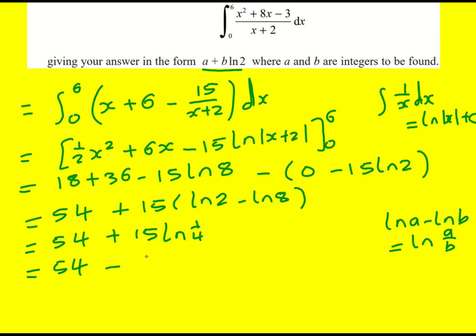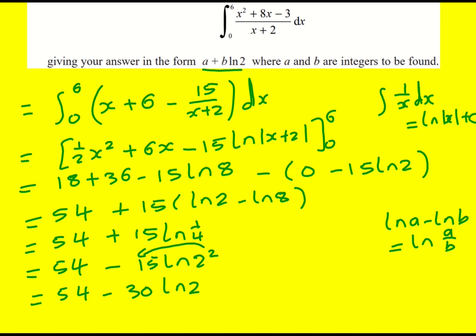Okay, I'm going to do it in 2 steps. I'm going to first write it as minus 15 ln 4, because a quarter is 4 to the minus 1. And then I'm going to rewrite 4 as 2 squared. And then I can bring that 2 down using that third rule of logs. 54 minus 30 ln 2.